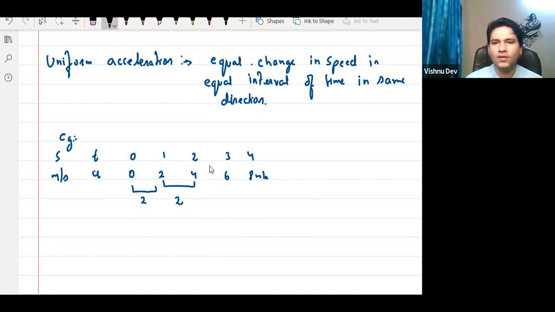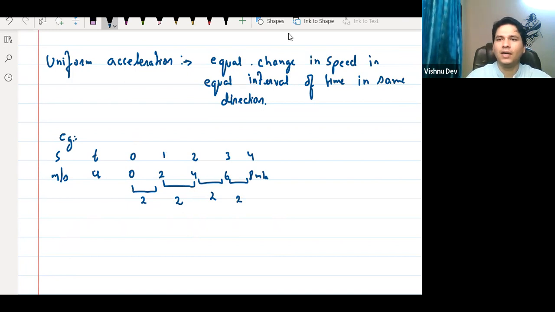What is the change between 3 to 2? Again, same 2. So don't you think, sir, in this case, the change between equal time intervals, between every 1 second, is the same? So this is a case of uniform acceleration or non-uniform acceleration? If it is in the same direction, I'm talking about speed, that's why. Yes, correct, uniform. So this is an example of uniform.